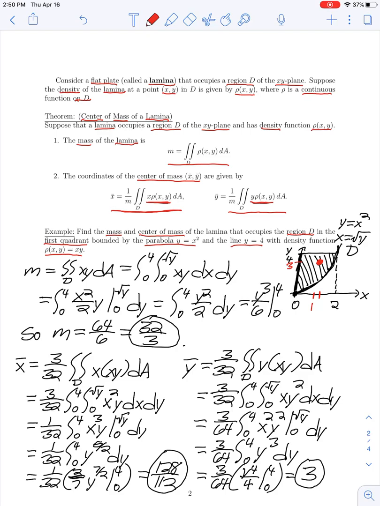It lies within our plane region, and it lies a little more towards the upper right-hand side of this region, since the density function was x times y. So remember, this thing is more dense towards the upper right portion. So that center of mass would be a little more skewed towards the upper right part of that plane region. All right, so let's look at some other problems.